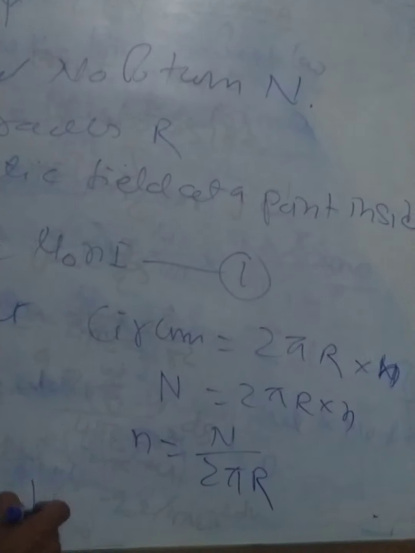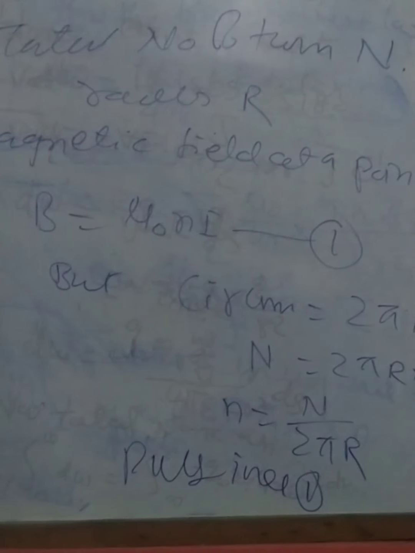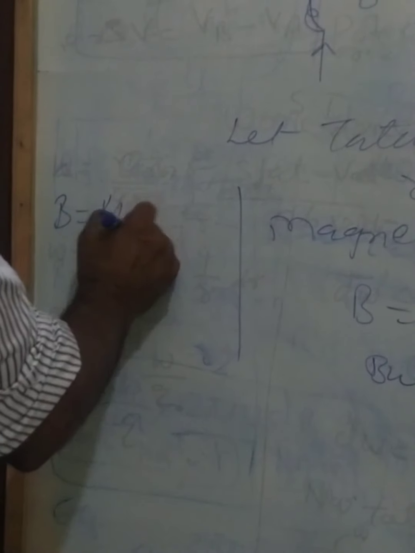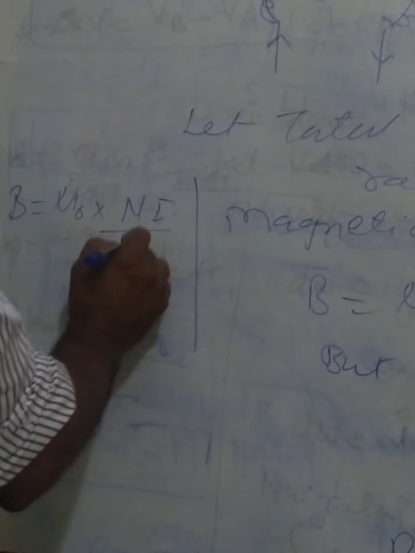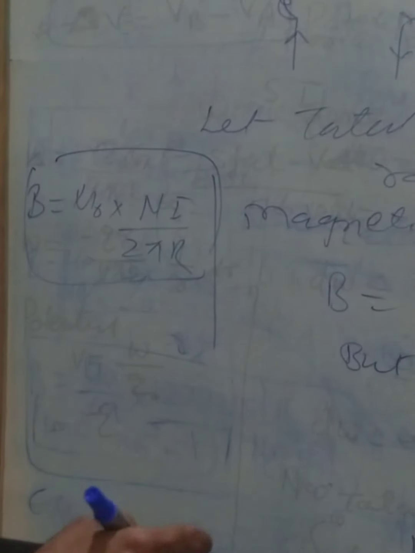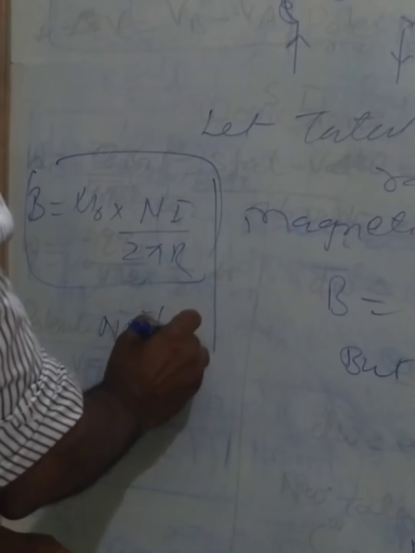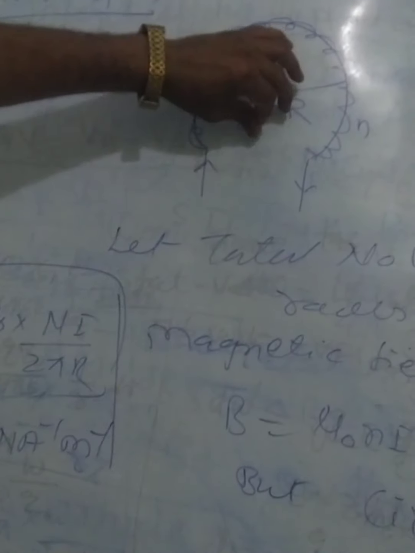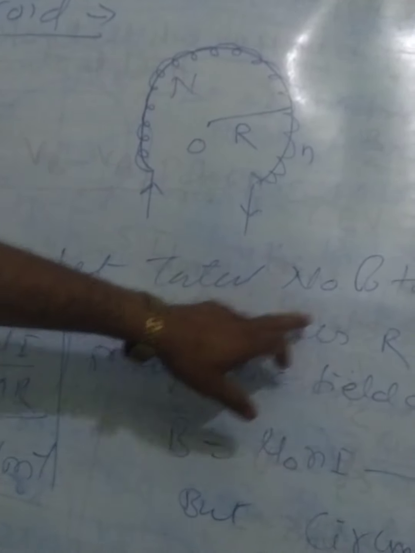I will put this in equation number 1. So B is equal to mu naught, and in place of n, I have N I upon 2 pi r. This is the derivation for the toroid. The unit is Newton per ampere meter. So the toroid is a coil whose ends appear to join together. Let the number of turns be capital N and the radius be r.